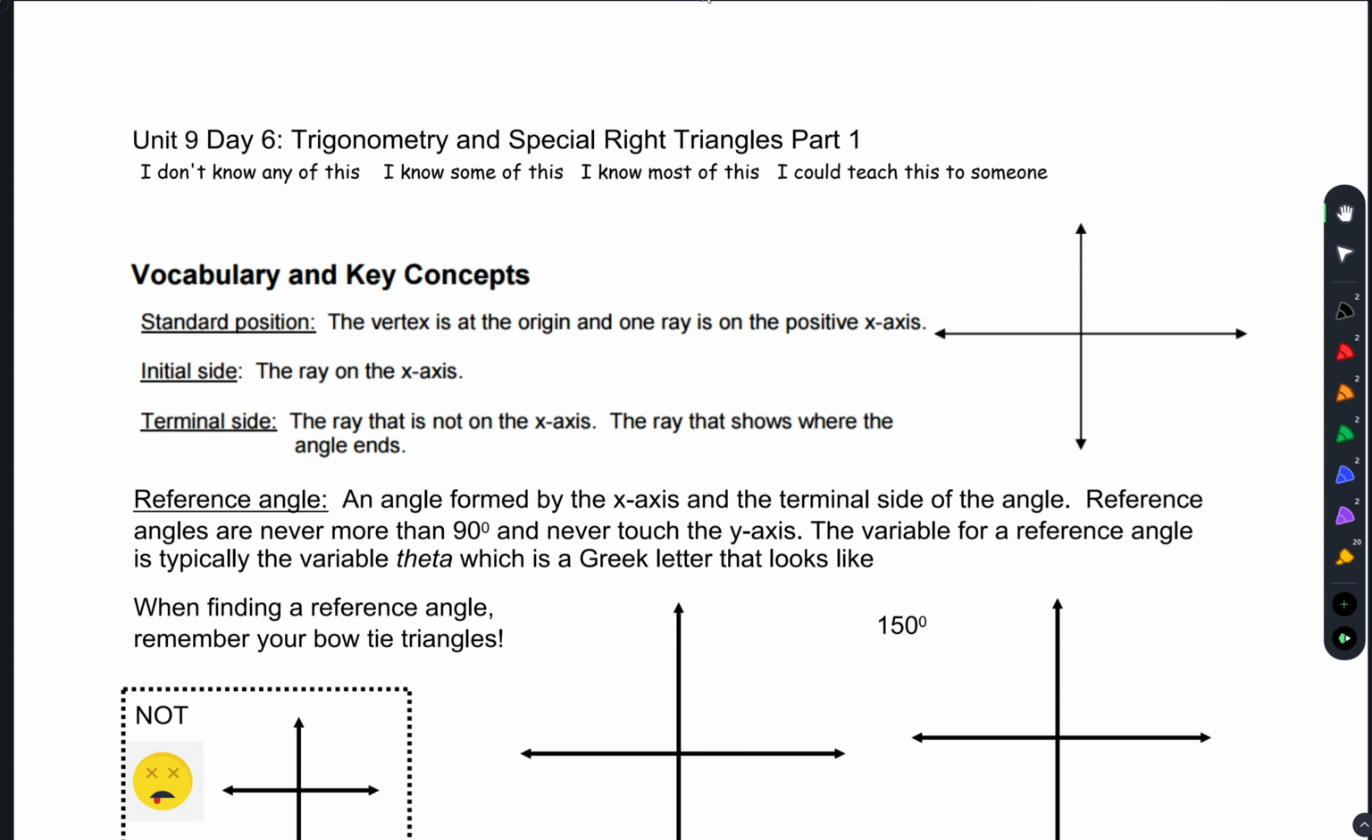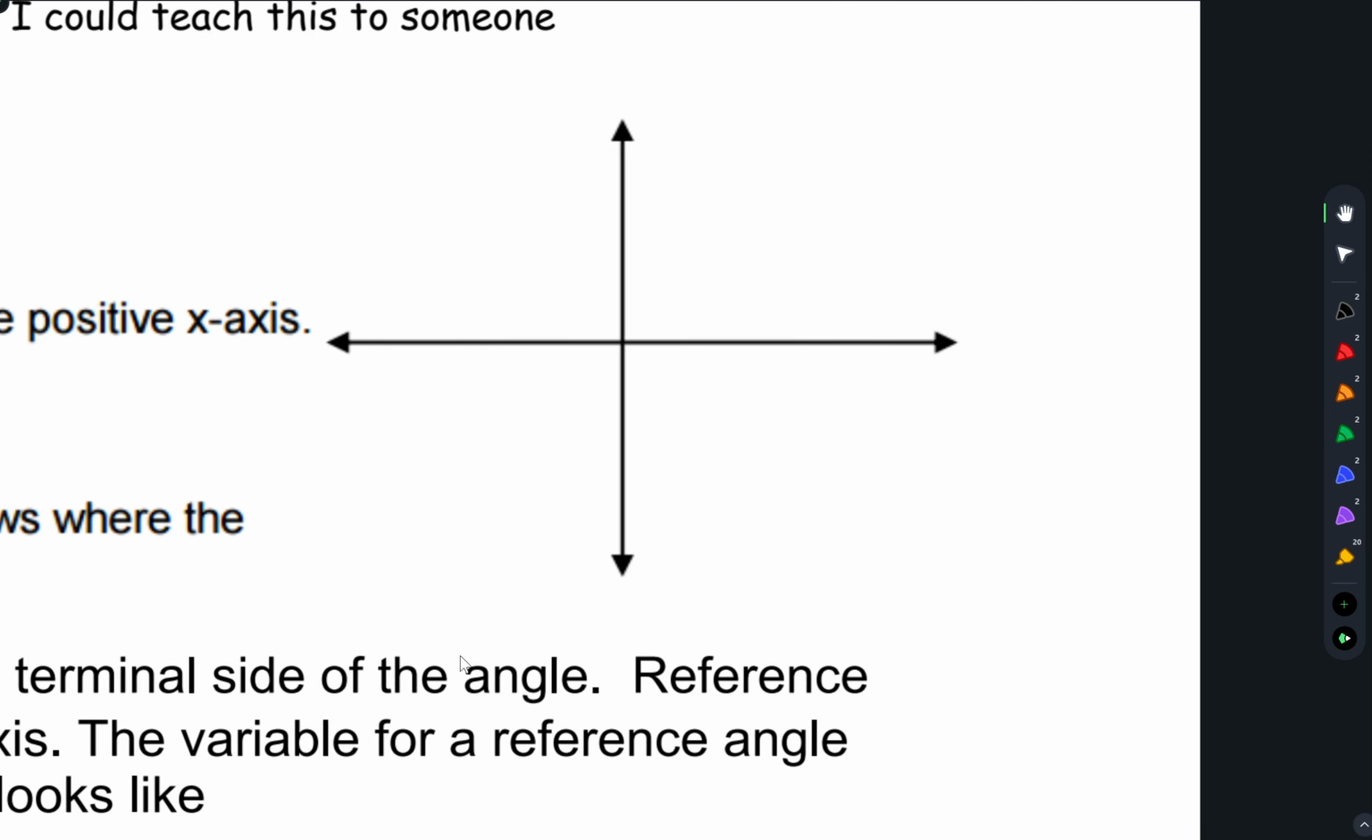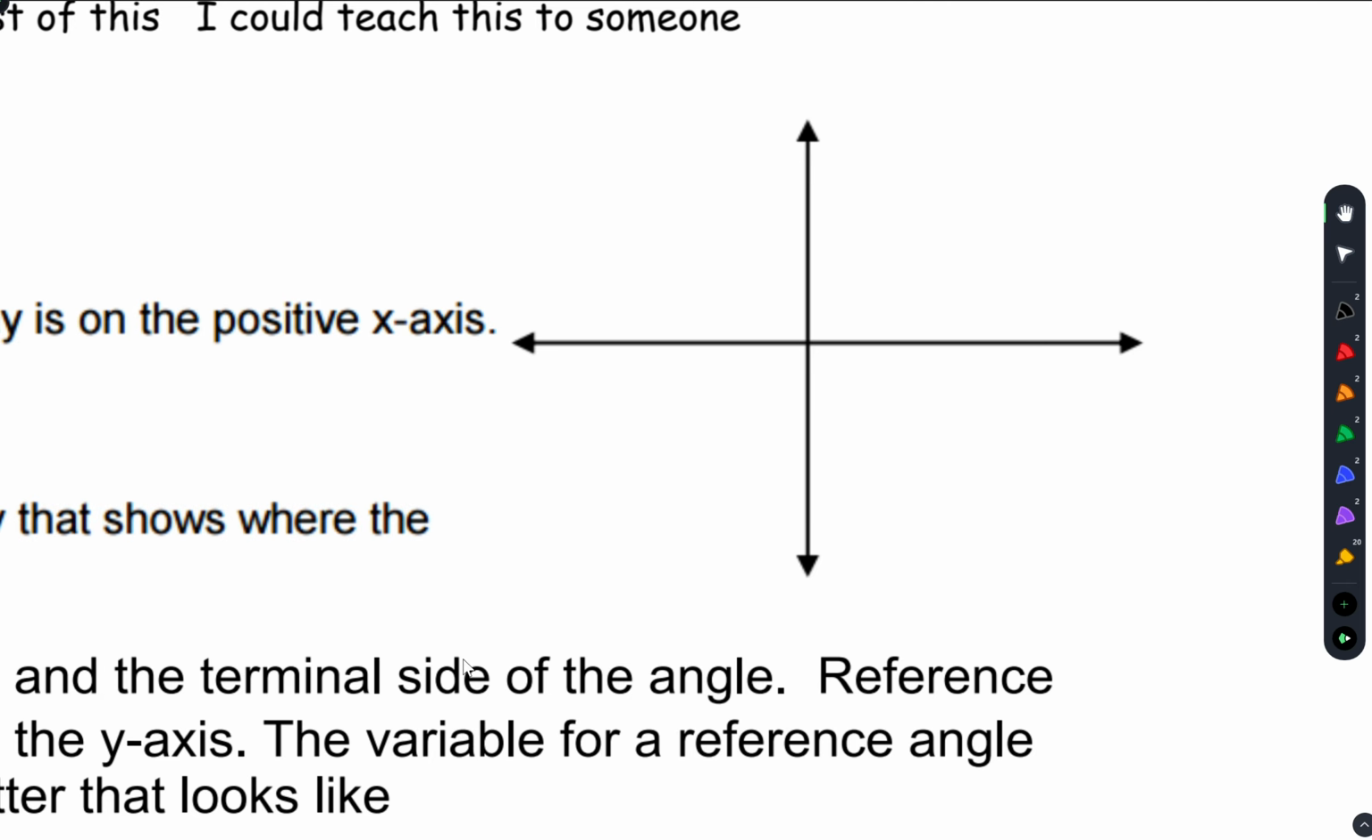Let's start out with a bunch of vocab. I'm going to start by talking about a coordinate plane first. Hopefully we know some things about a coordinate plane. We have an x-axis that goes left to right.